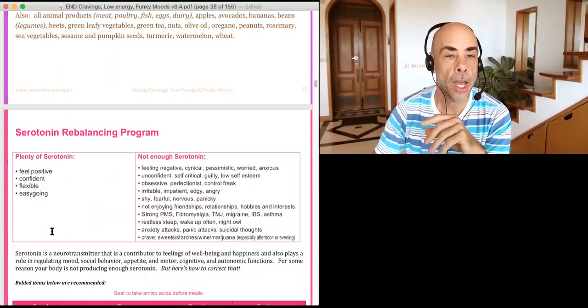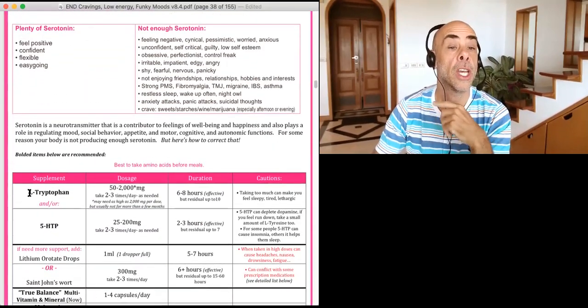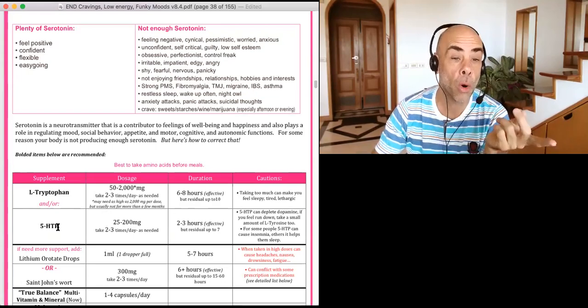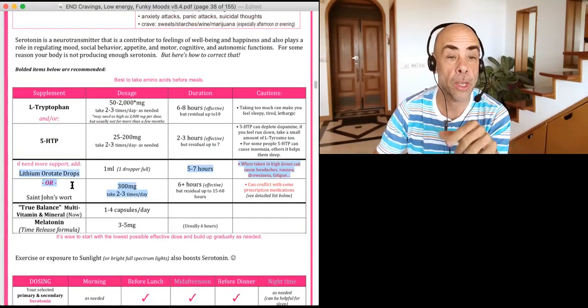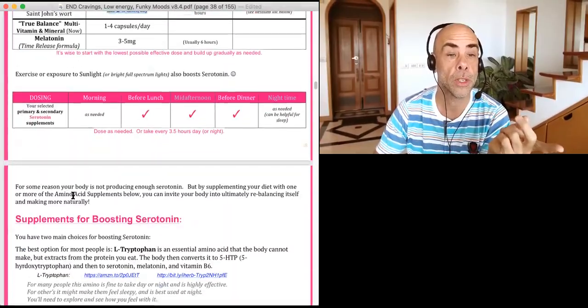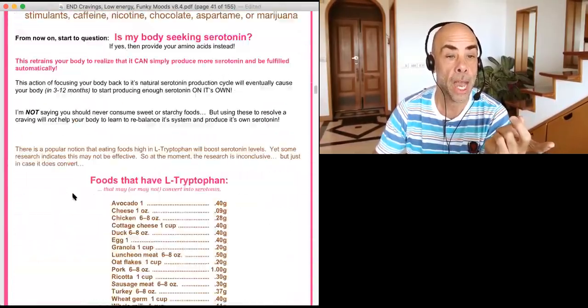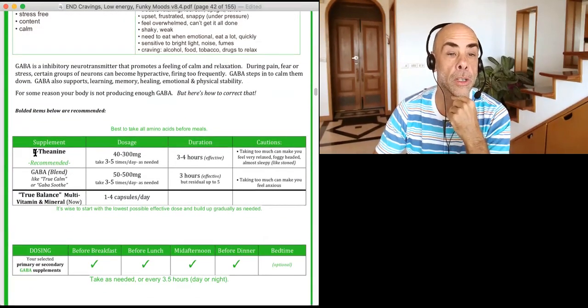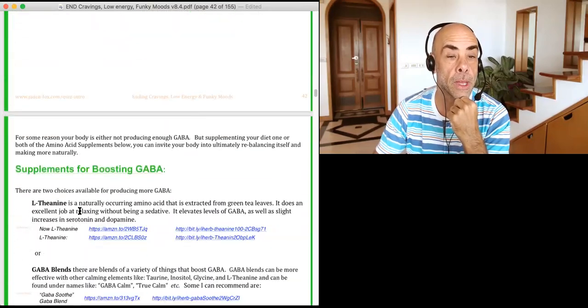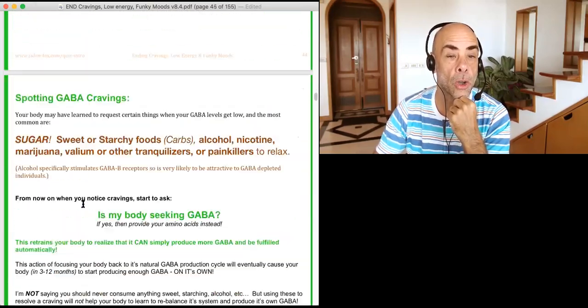So in terms of buying stuff for serotonin, you'll do tryptophan and/or 5-HTP. But there are other things you can get, lithium orotate and St. John's wort. In the GABA area, you'll get L-theanine or a GABA blend. Yep, that one's simple. Acetylcholine.